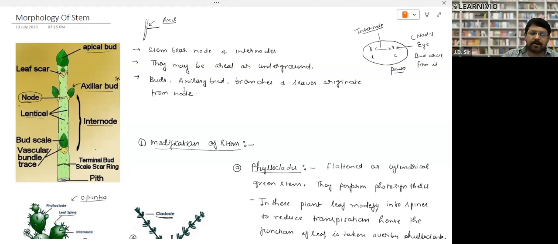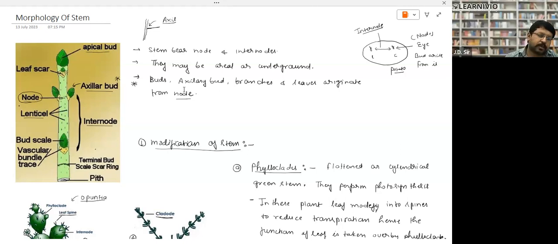They may be aerial or underground stems. So they may be out of the ground or inside the ground. Buds, axillary buds, branches and leaves originate from the node. That is important. So buds come out of the node, axillary buds come out of the node, branches come out of the node, leaves originate from the node. You need to remember this.